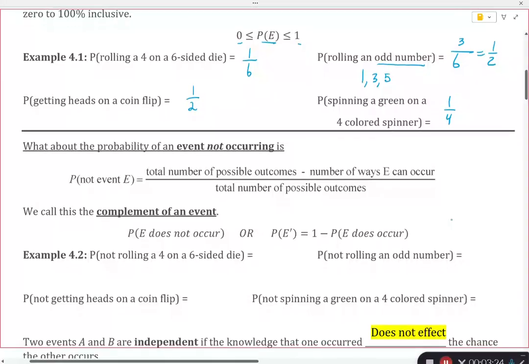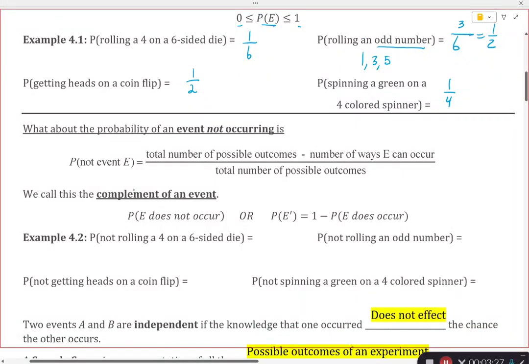Now we're going to get into what's called the complement of an event. The complement is spelled with an E. This is the probability of an event not occurring. So the probability of not event E is often written as P of tilde E, or P of not E. I've also seen it as P of E with a C as an exponent. The probability of not E, or the complement of event E, would be the total number of possible outcomes minus the number of ways that the event E can occur, divided by the total number of possible outcomes.